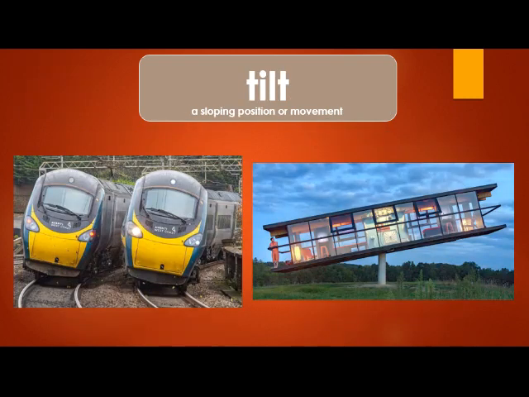That brings us to our next word, tilt. Tilt is a sloping position or movement, so you could even tilt your body if you wanted to. These trains are tilted over. You can see they're both leaning over. And look at this house. This crazy house is tilted over as well. You can see it's not straight across. It's tilted at an angle.